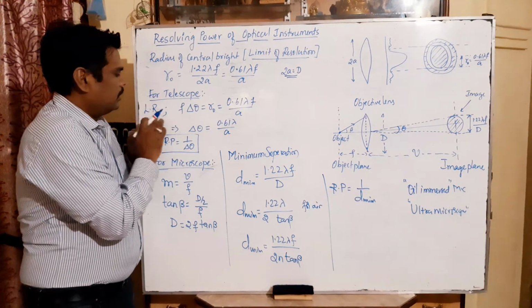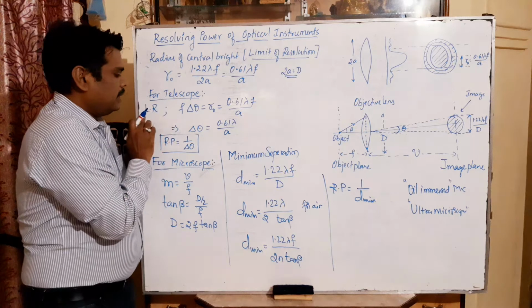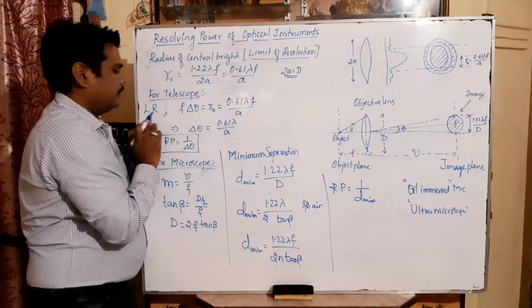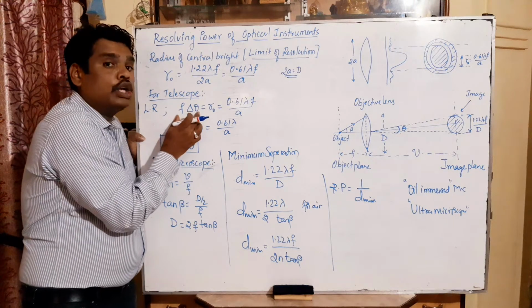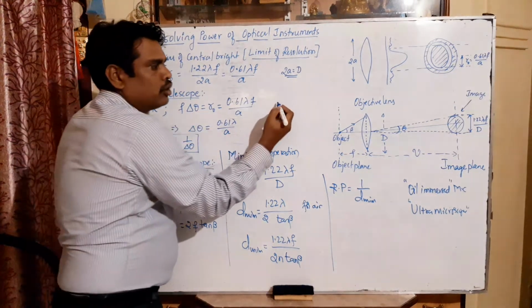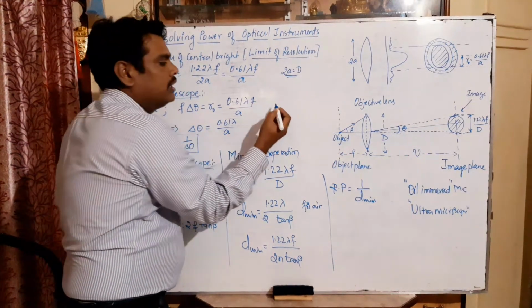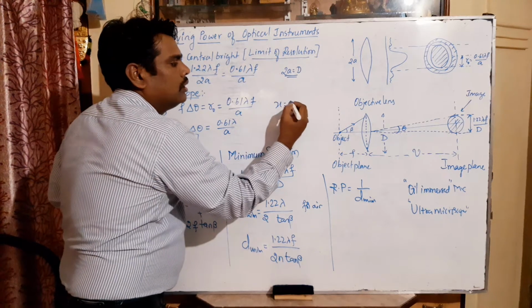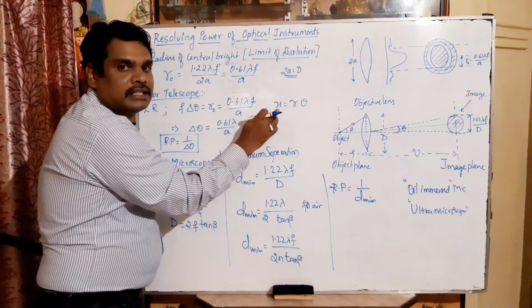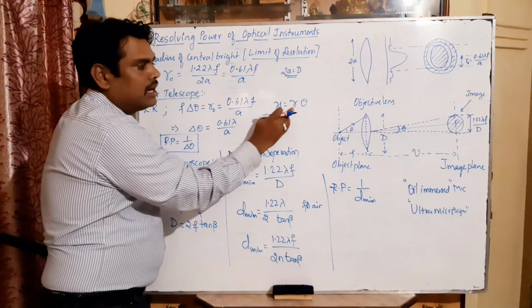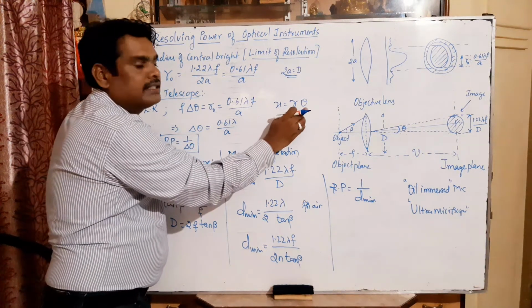For the telescope, the limit of resolution depends on the angular distance. We use the relation between angular and linear distance, x is equal to r times theta. We know the formula: x is the linear distance, r is the radius and theta is the angular distance.